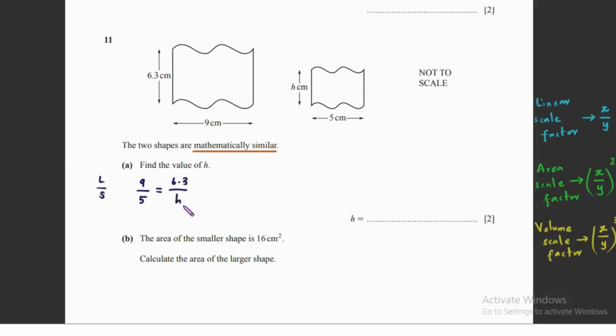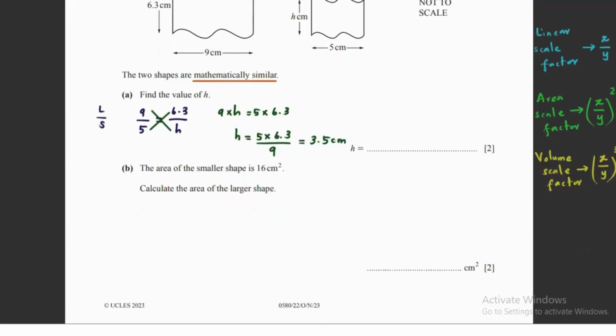Now, to find what h is, I need to isolate h. When you have two fractions like this with an equal sign in between, to find the value of the variable, you need to cross multiply and isolate h. So when we cross multiply, you get 9 times h is equal to 5 times 6.3, which means to find h, I need to multiply 5 by 6.3 and divide the answer by 9. This gives you the answer for h, which is 3.5 centimeters. Let's move on to the next question.